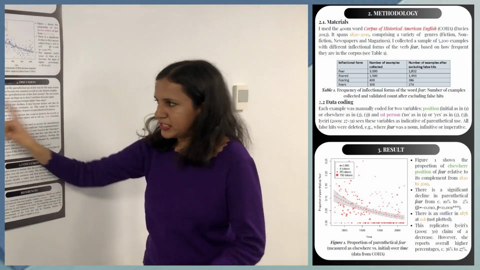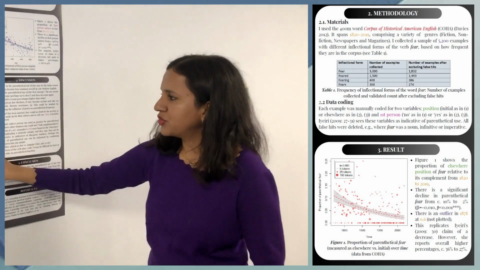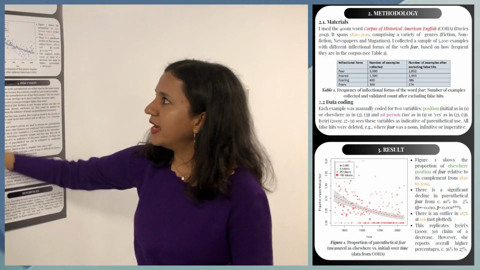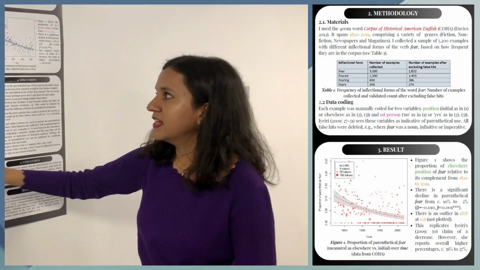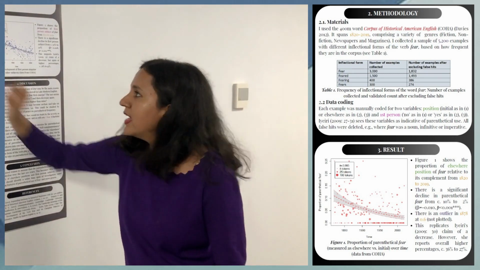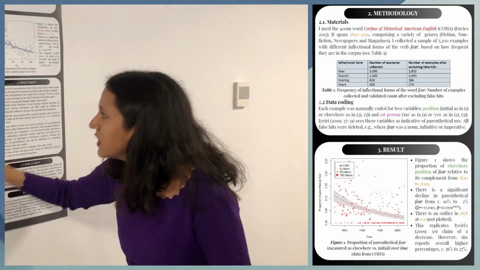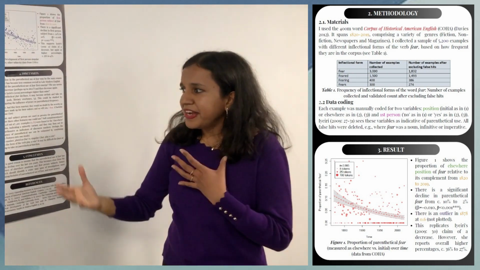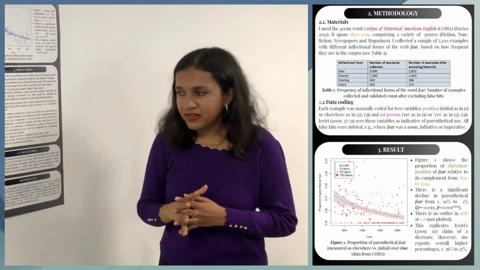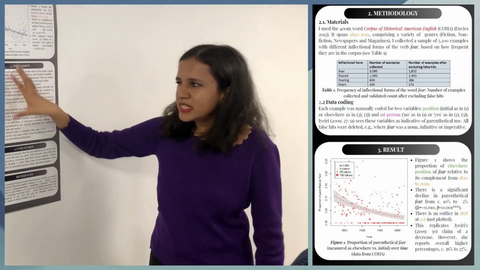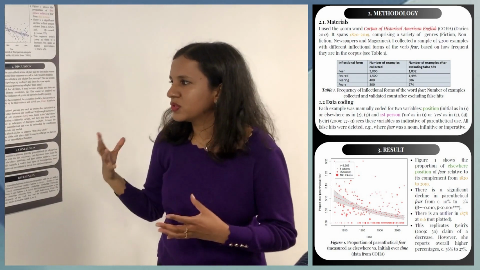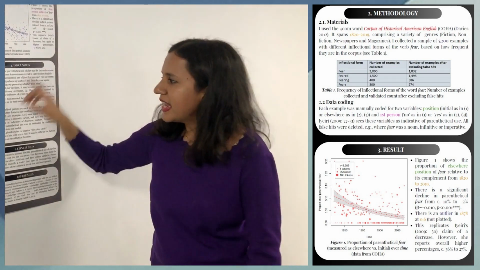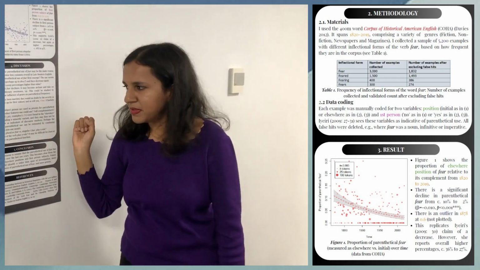I manually coded each example for 2 variables: position, whether it was initial as in 1, or elsewhere as in 2 and 3; and first person, where it was not as in 1, or yes as in 2 and 3. I see these variables as indicative of parenthetical use. I encountered some faults, such as where fear was used as a noun, infinitive, or imperative, and I deleted those. After which I had around 3965 examples.